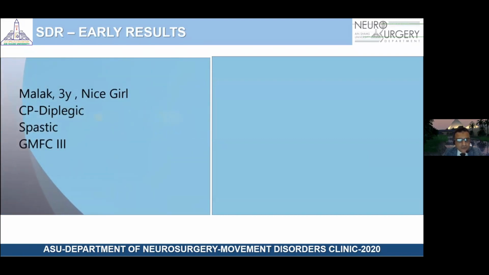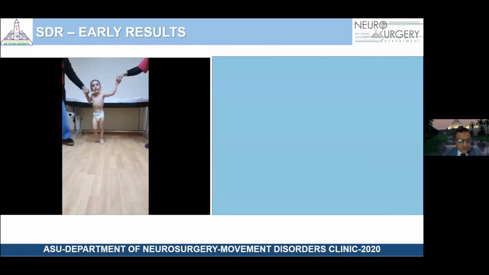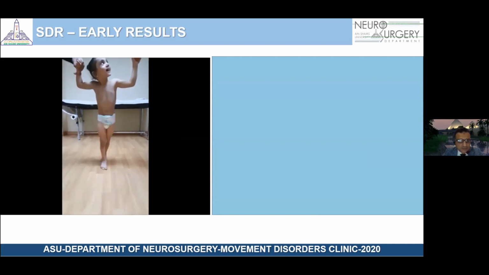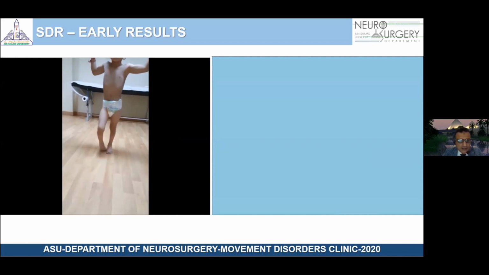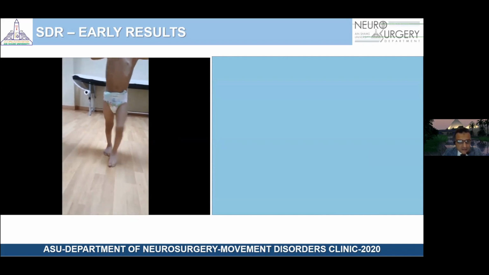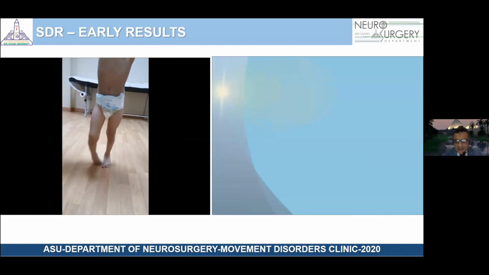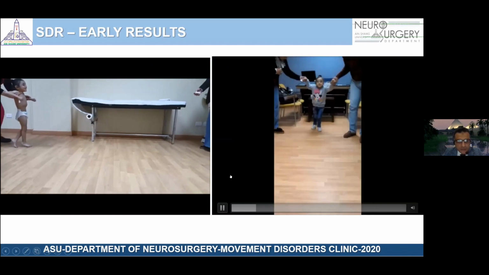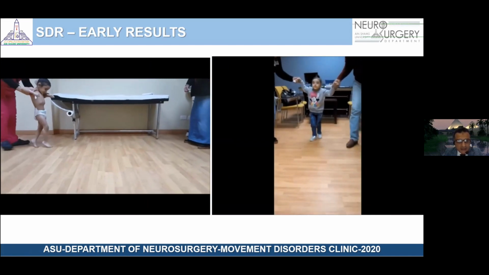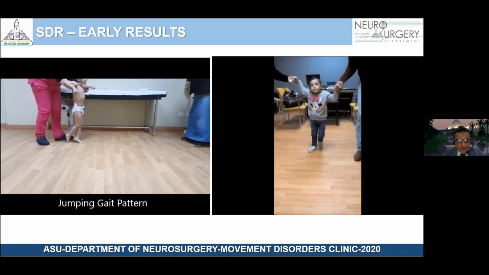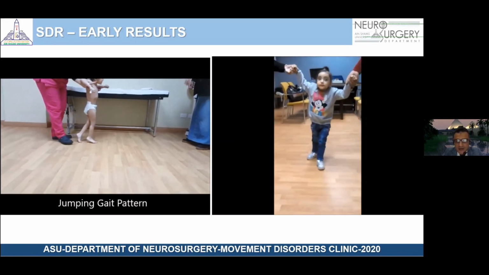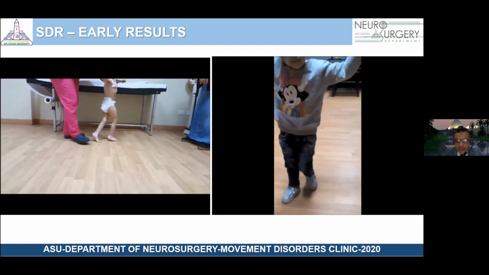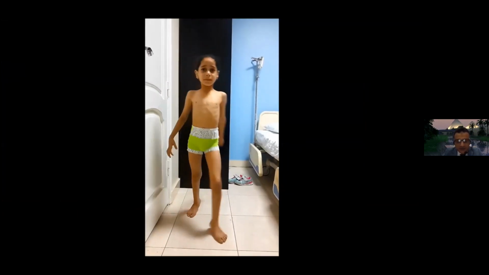And some cases for demonstration. This is a 3-year-old girl with spastic diplegia. It's gross motor function level 3, walking with assistance. And this is 15 days post-operative selective rhizotomy. We can compare the gait pattern between the 2 sides. On the left side, she uses a walker, and on the right side, she has good heel contact and good reciprocation pattern. This is just after 15 days of surgery.